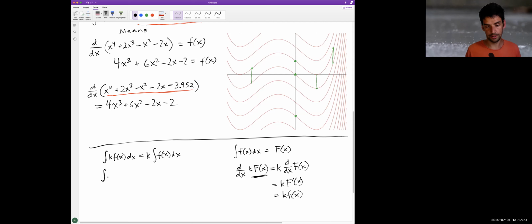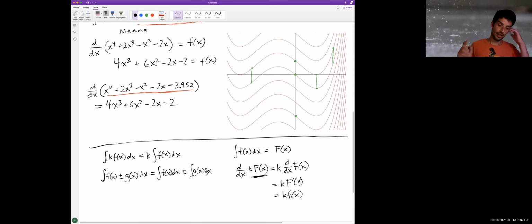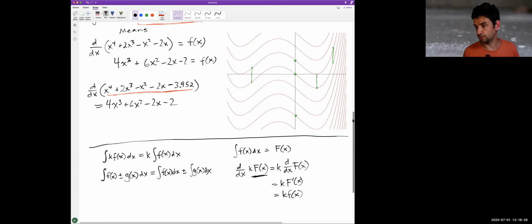Here's another one. If I have the antiderivative of the sum or difference of two functions, I can take each of them separately. Right? I'll let you work this one out on your own, but it comes straight from the fact that derivatives distribute over addition and subtraction. Okay. All right. Now let's get into some more specific rules.